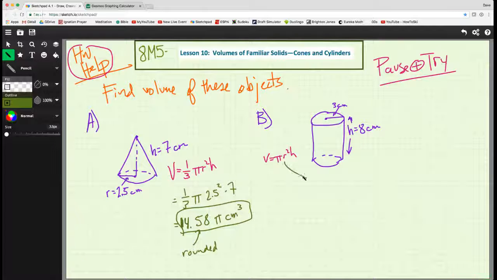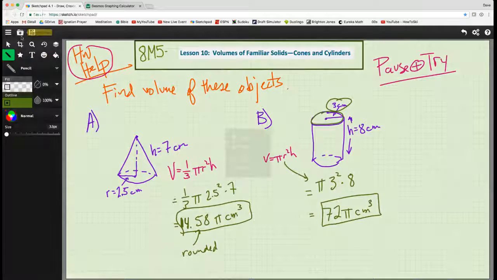All right, over here we get pi r squared h. So we get pi times 3 squared, that's the radius of our base, times h. So that's 72. Did we already do this one? Yes, we already did this one on our ice cream problem. So 72 pi centimeters cubed. Okay, so hopefully these were straightforward.